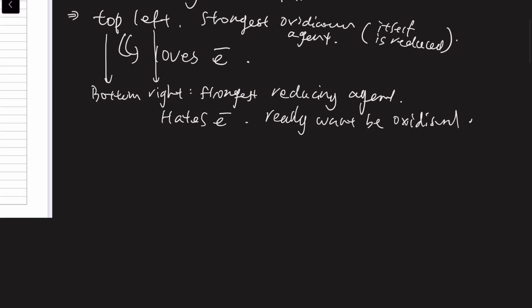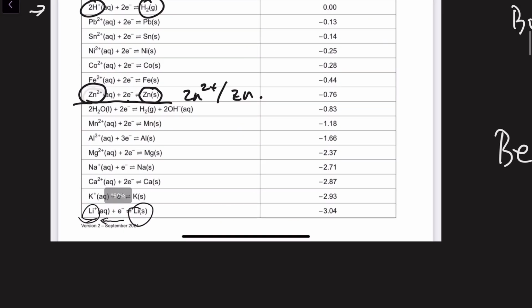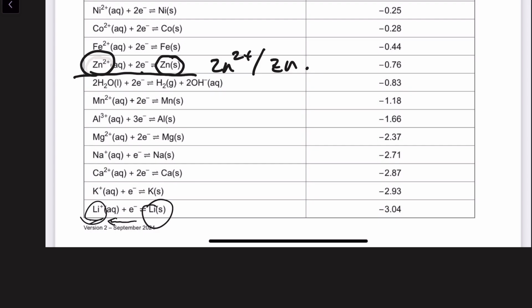So based on our reasoning, because lithium is the strongest reducing agent, then the converse is also true. The lithium ion is the weakest oxidizing agent. Remember, an oxidizing agent undergoes reduction, so it really doesn't want to gain electrons.